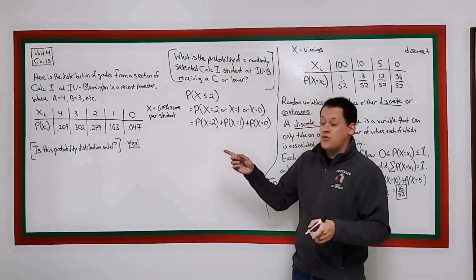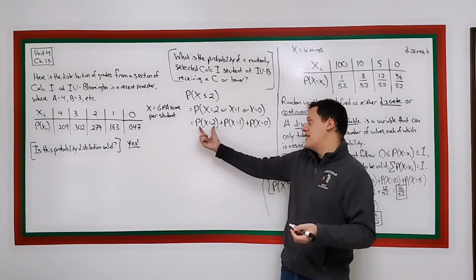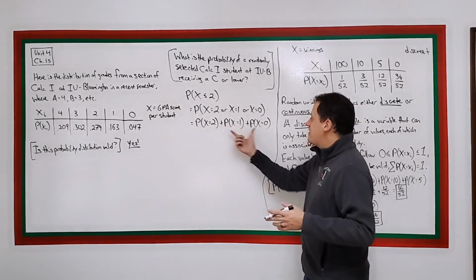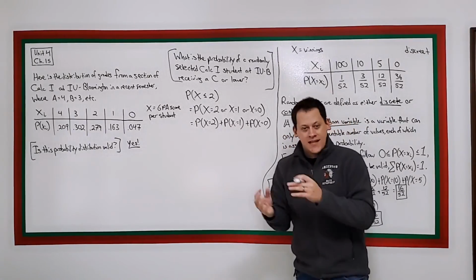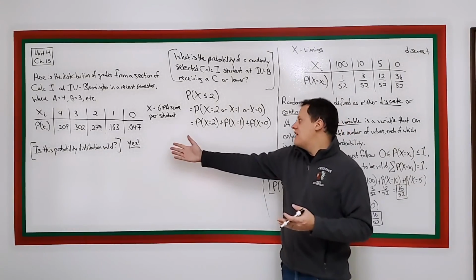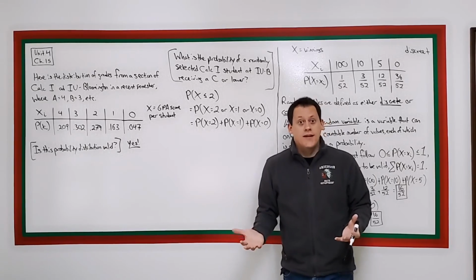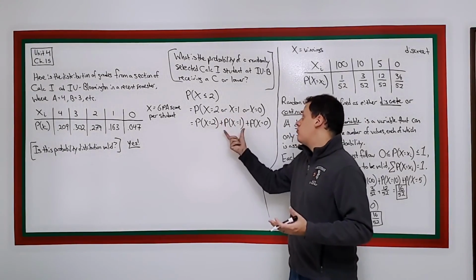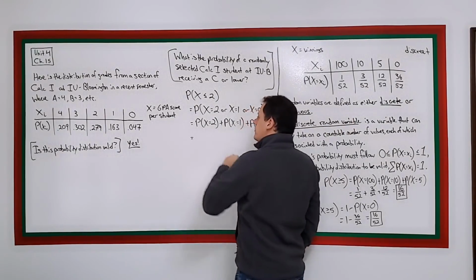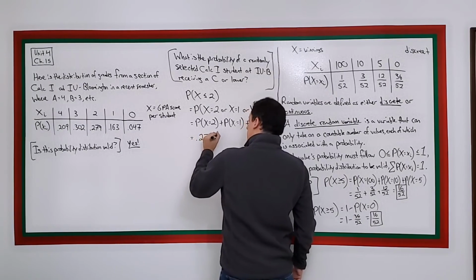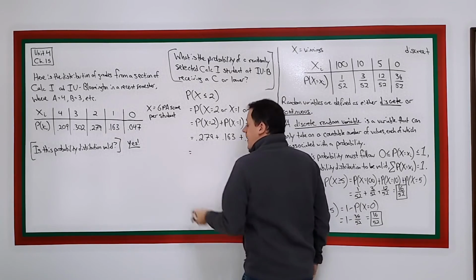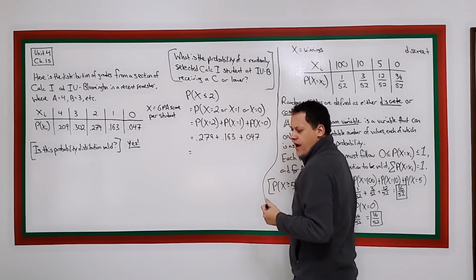Luckily for us, a student can only get one grade at a time. They can either get a C, a D, or an F. If these events were not disjoint, we would have to take this sum and subtract out any probability of getting more than one of these at the same time. But since these events are disjoint, you can't get more than one grade at the same time, the ORs do break into just the sum of the individual probabilities. So we take these and add them together. 0.279 plus 0.163 plus 0.047. And that is 0.489.